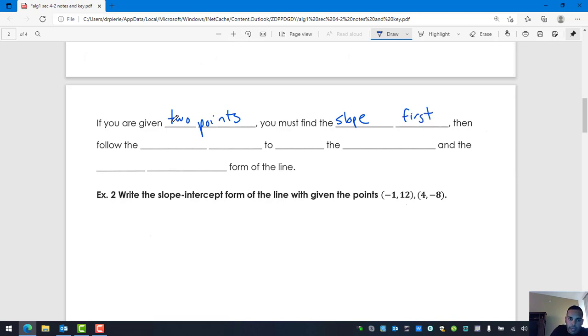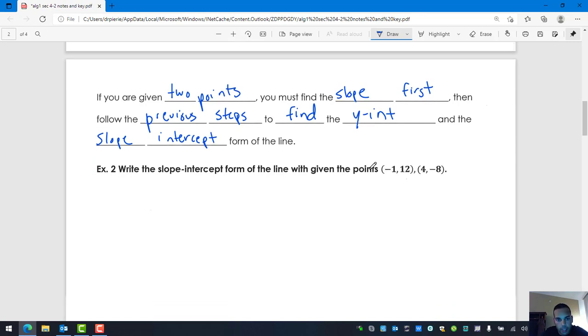Then what we're going to do is follow the previous steps to find the y-intercept and the slope-intercept form of the line. Okay, so here's a different example.